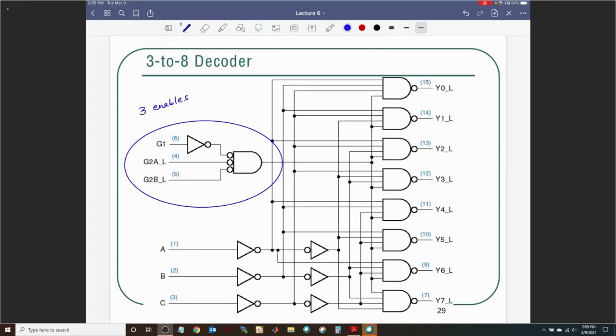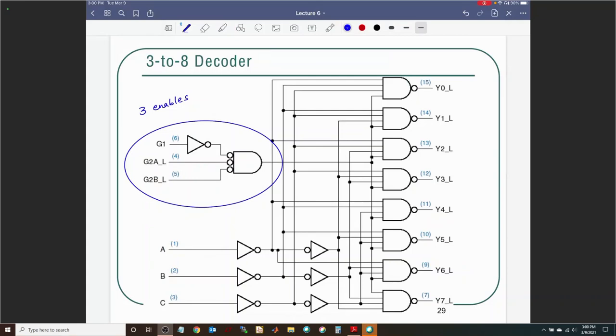I hope you are questioning, all right, why do we need three enables for one 3-to-8 decoder? Keep that question with you. I will be answering that in a little bit, with the right use of those three enables. They are particularly important when you start cascading decoders.